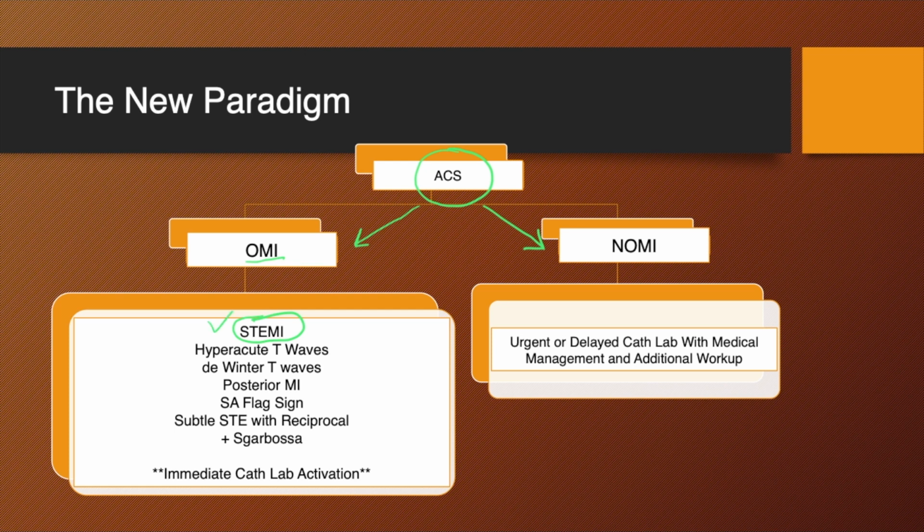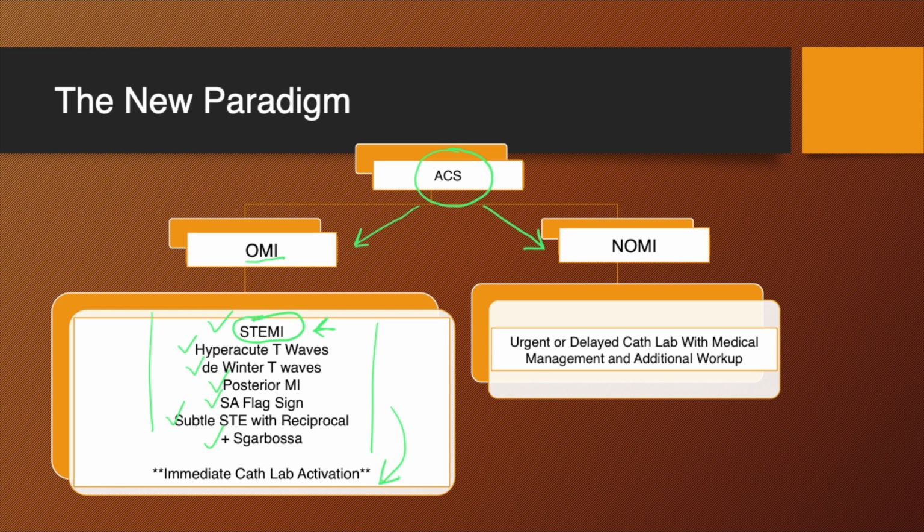All right. Hyperacute T waves is another type of OMI. De Winter T waves is another type of OMI. Posterior MI, South African flag sign, subtle ST elevation with reciprocal depression, positive Sgarbossa criteria. So instead of just STEMI necessitating immediate cath lab activation, all of these necessitate that with signs and symptoms, right? So we are capturing more of that 30% of the NSTEMI population that ends up having a near total or total occlusion of a coronary artery.